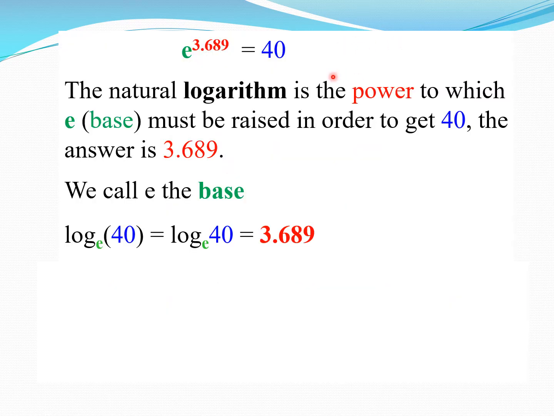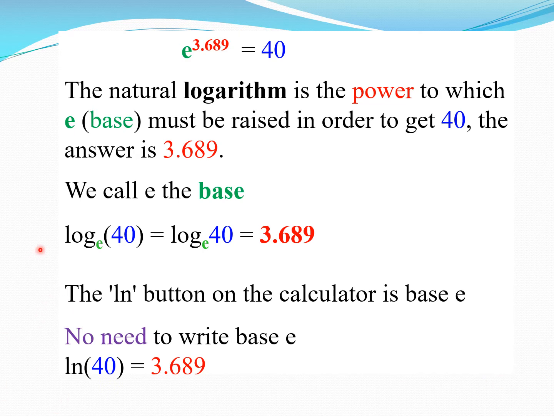So coming back to the question that we had, it's e to the power of 3.689 equals 40. So again, repeating the definition of the natural logarithm, the power to which e, the base, must be raised in order to get 40 this time, and the answer is 3.689. So e is the base, and the log to the base e of 40 equals, sometimes we don't need to write the bracket if it's a number just like that, and that's equal to 3.689.